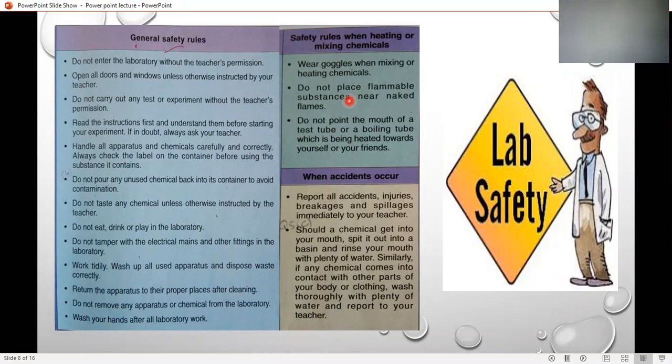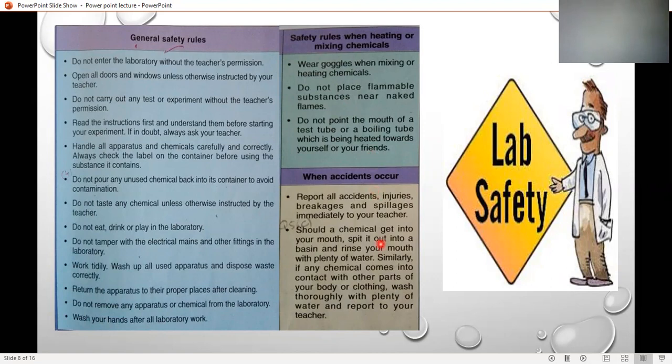You can't point the mouth of the test tube toward anyone while heating. I'm going to show you a video about this, and you can observe carefully and understand what I'm talking about, the pointing of the mouth of the test tube and other things, okay?